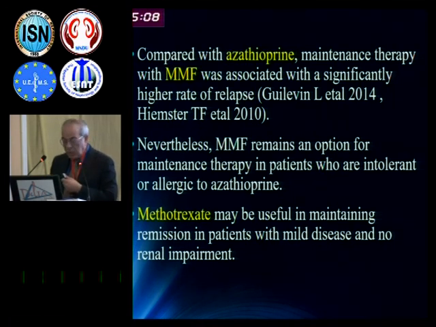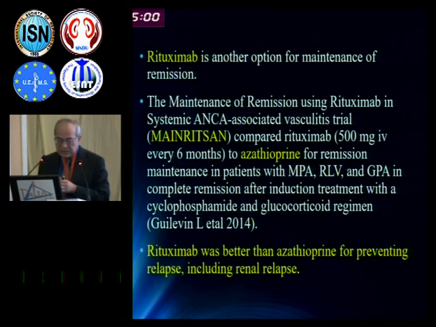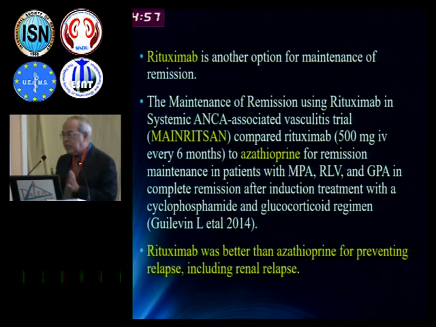Methotrexate is another option, but we as nephrologists usually don't use it. The rheumatologists use methotrexate more commonly than us. Rituximab to maintain remission is actually a very good option, another option to maintain remission.